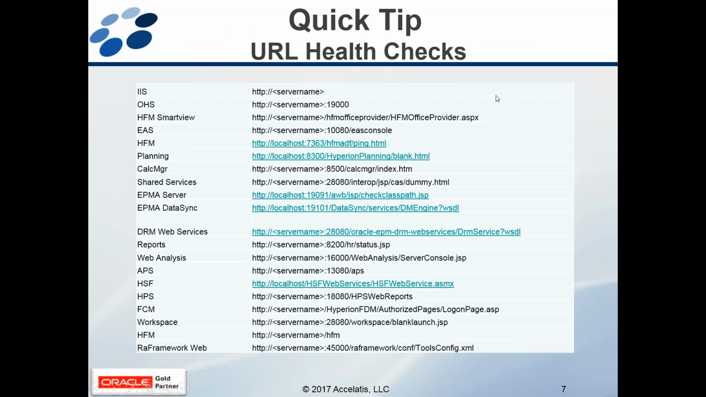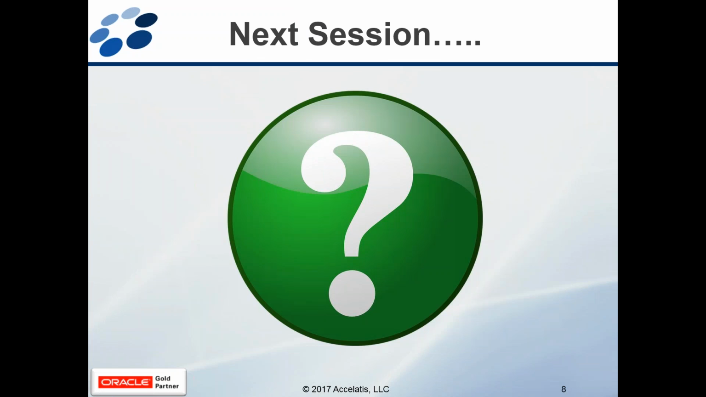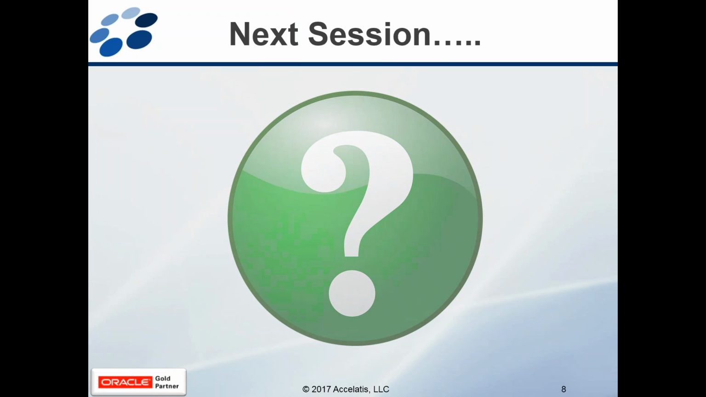I wanted to throw this screen up if you want to do a quick print screen. A lot of this stuff is not in the documentation, but these are EPM URL health checks. Depending on what product you're running, you can do a URL health check against your server here. And these are all valid URLs that you can hit, all valid URLs that we will check against. And if something were to happen to the service or the application, then you would see it there. And that's really it for health checks.